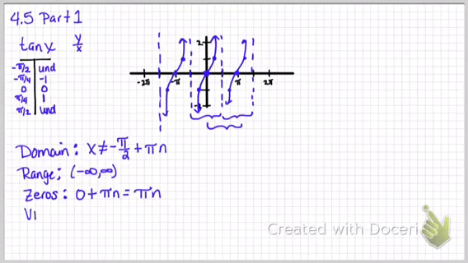Okay, for vertical asymptotes, well, our vertical asymptotes are where our domain is not. So we already said where the domain could not be, so the vertical asymptotes are at pi over 2 plus pi n.